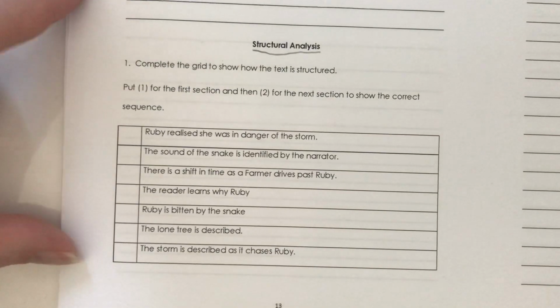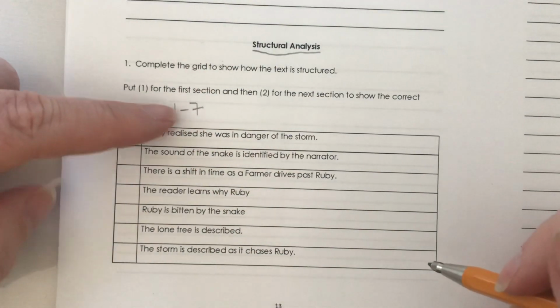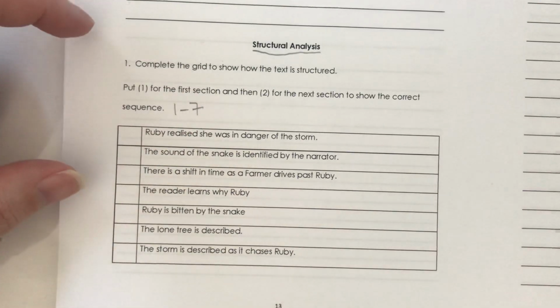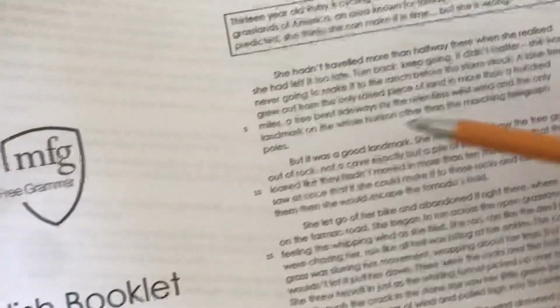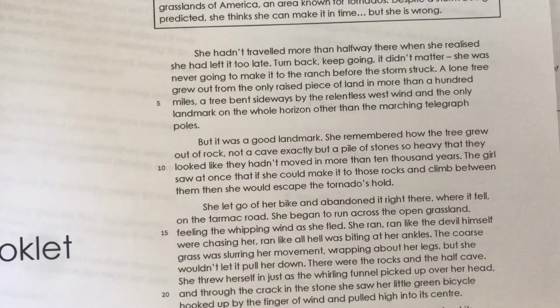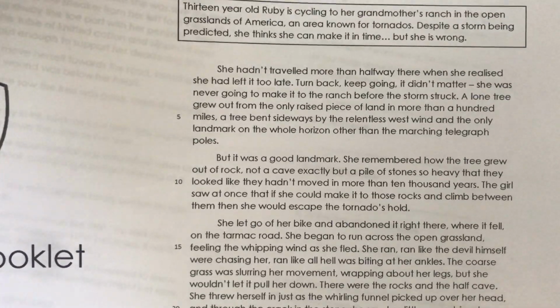So first thing we need to do is put these in order. Now you're going to go 1 to 7. The first event is going to be number 1 and the last event is going to be number 7. So you'll need to have this extract and be looking through it as you do it. I think it's a really good idea if you print this off, because then you won't have to do too much flicking between Word pages. Make life a lot easier for you.